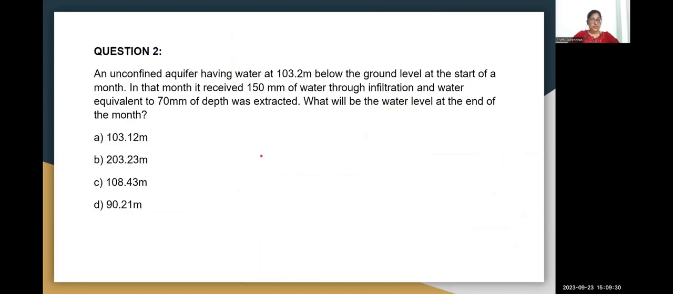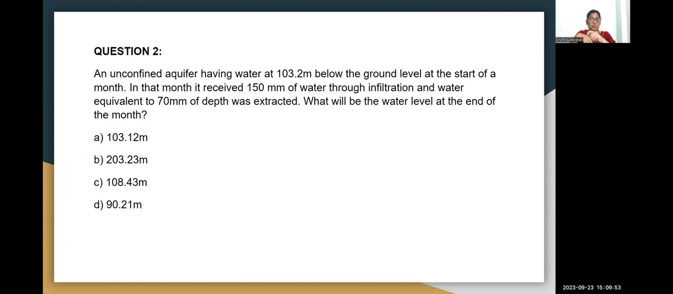Moving on to the second question. An unconfined aquifer having water at 103.2 meters below the ground level at the start of a month. In that month, it is receiving 150 mm of water through infiltration and a water depth equal to 70 mm was extracted. What will be the water level at the end of the month?